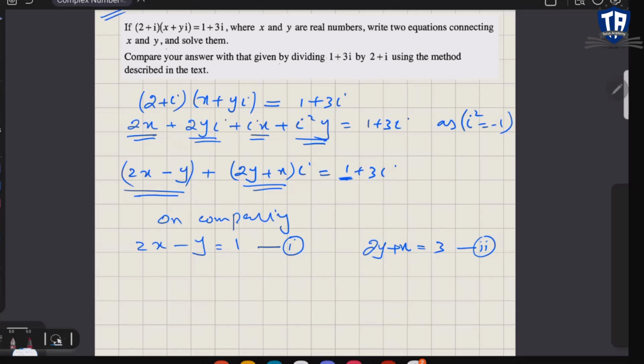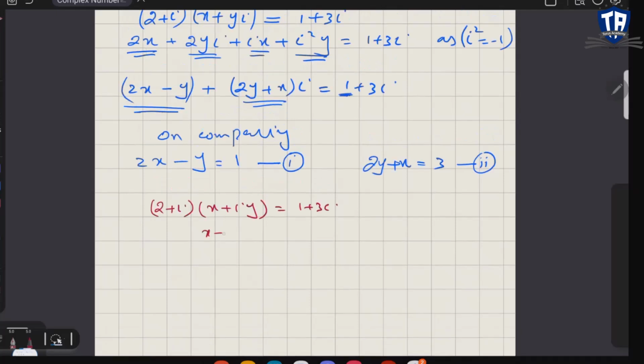If we need to find the values of x and y, you can get the values by solving 1 and 2 simultaneously. But the requirement of the question says we need to compare by dividing 1 plus 3 iota by 2 plus iota. If I write the question again, the question is 2 plus iota times x plus iota y equal to 1 plus 3 iota. So we simply need to write it in this form. Now we have a complex number in the denominator, so we take the conjugate of the number and multiply and divide.